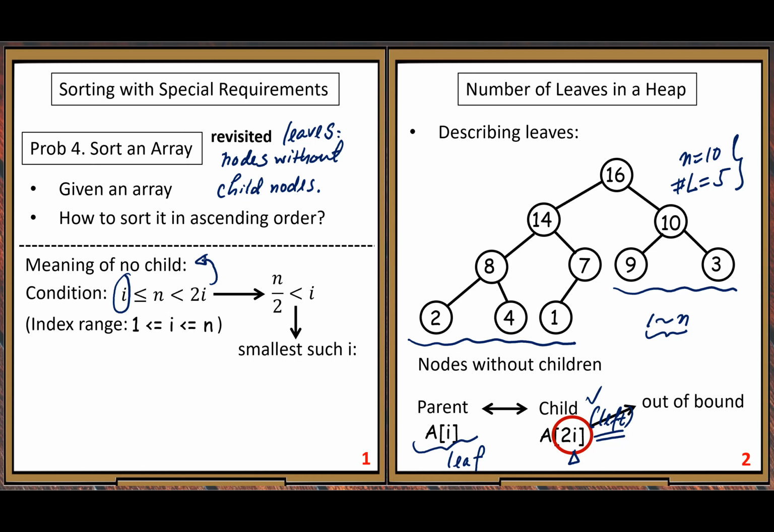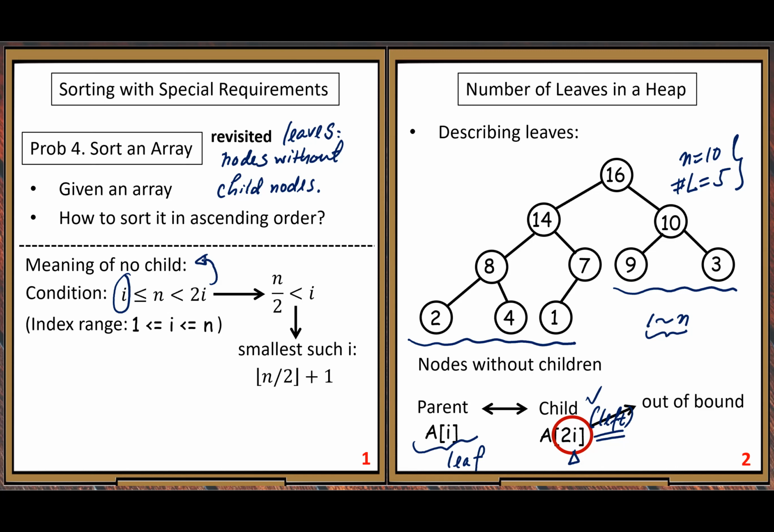So what is the expression for the smallest such i? An integer expression for the smallest such i. Here, let me write this expression using the floor function: floor of n over 2, plus 1. That's the smallest i. Think about that.